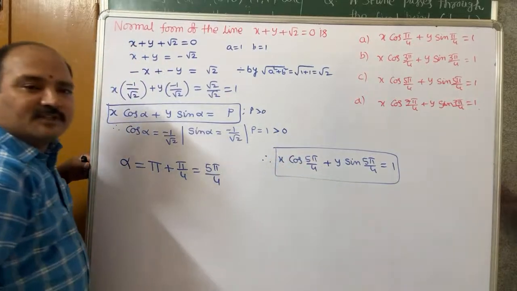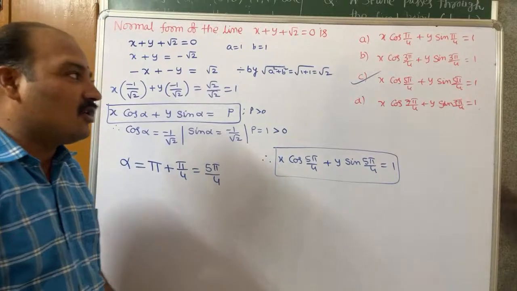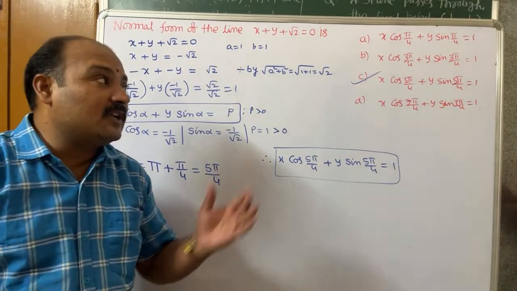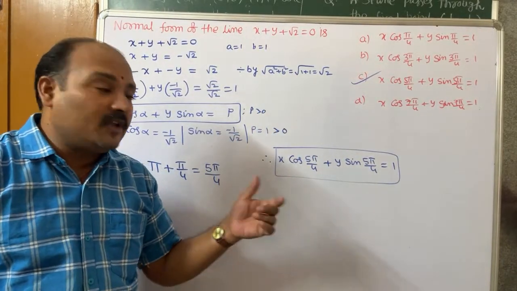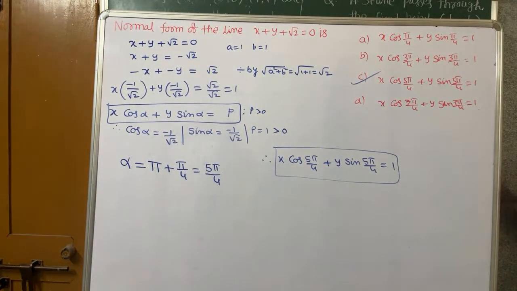Got it everyone, dear students? So it is there in the third option, dear students. x cos 5 pi by 4 plus y sine 5 pi by 4 is equal to 1. It is there in the third option. I will move to another question, and the last question in this session.